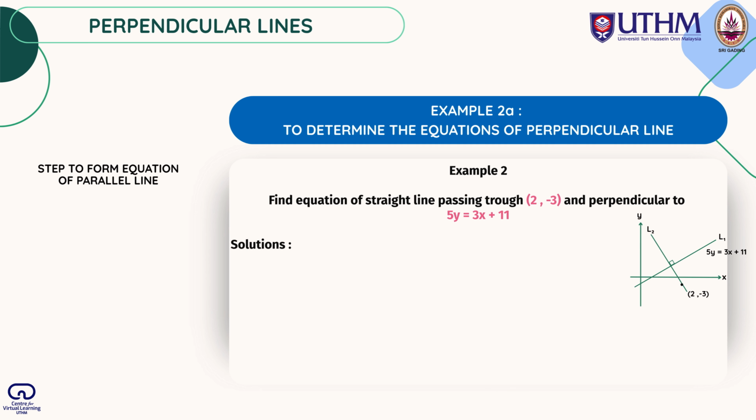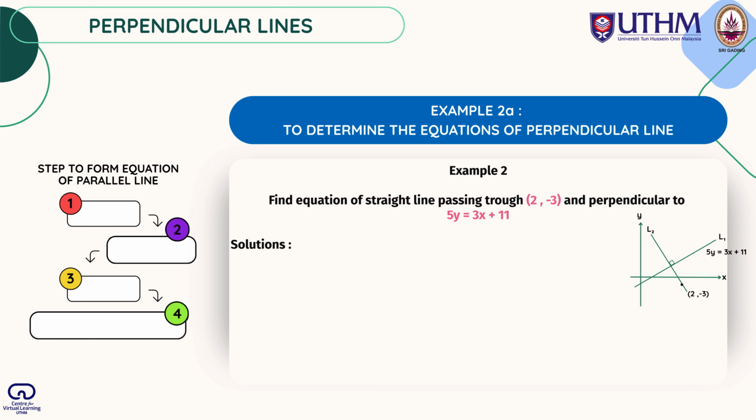Finding the perpendicular line equation. To find the perpendicular line equation, we have to follow 4 steps. First, find m1. Second, calculate m2 using the formula -1 over m1. Third, identify the point that gives us x1 and y1. Fourth, substitute all the values into the formula y minus y1 equals m times x minus x1. Now let's go to the example.